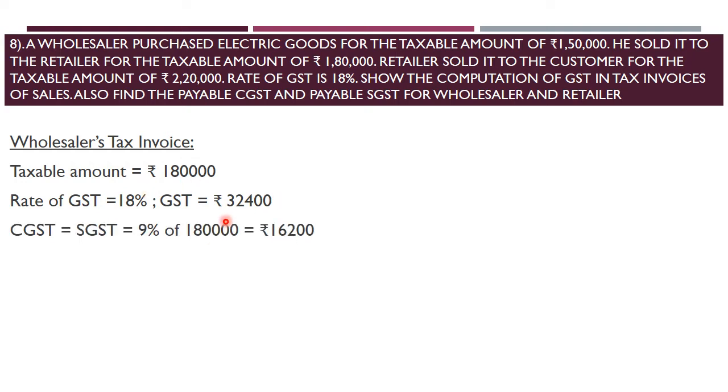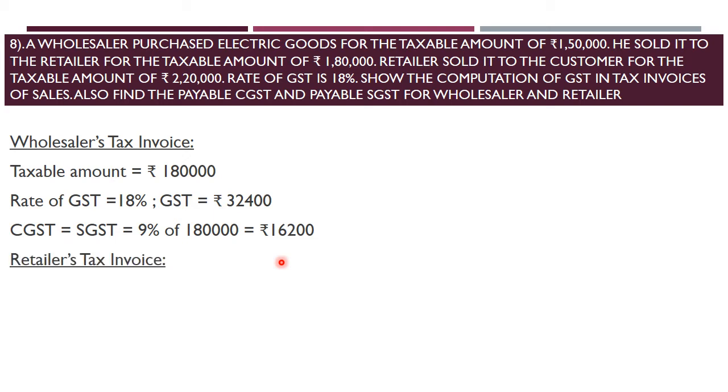And we should also show the computation of CGST and SGST in the invoice. So that will be 9% of 1,80,000, and that is rupees 16,200. If you take half of this amount, or divide the GST amount by 2, you are still getting the same thing. You can find either way: 9% of 1,80,000, or find the total GST and take its half, the amount will be the same. So CGST and SGST will each be 16,200.